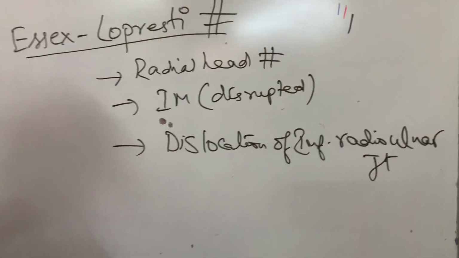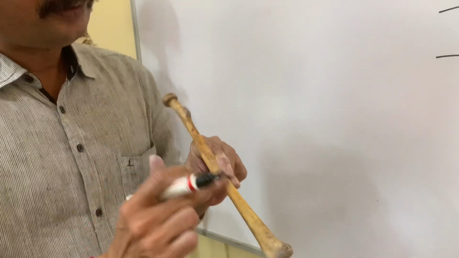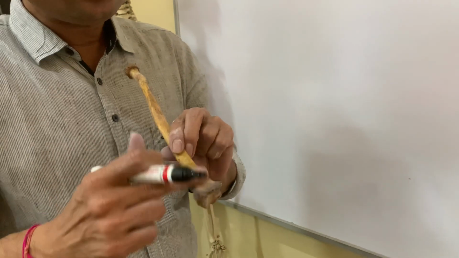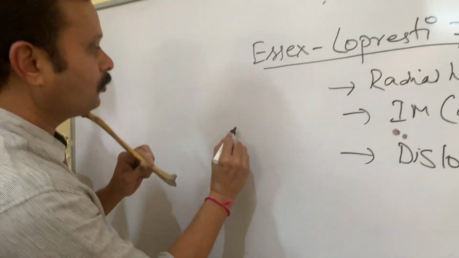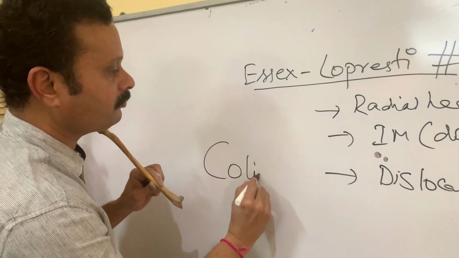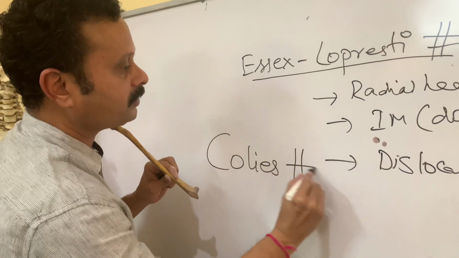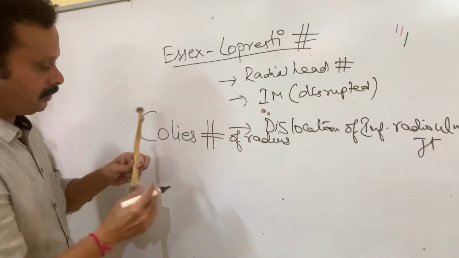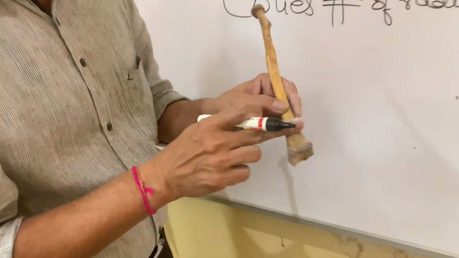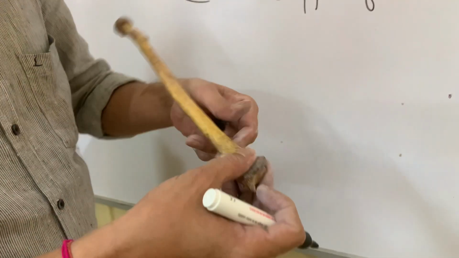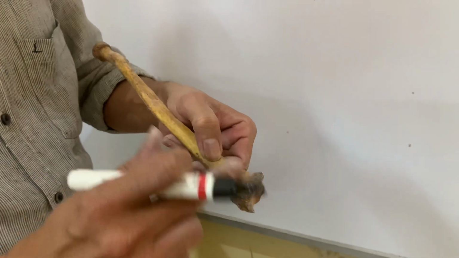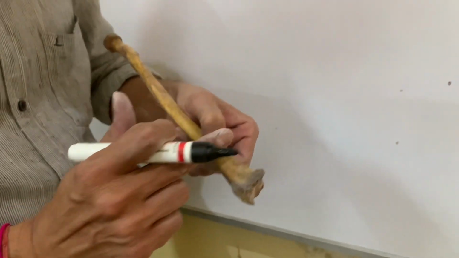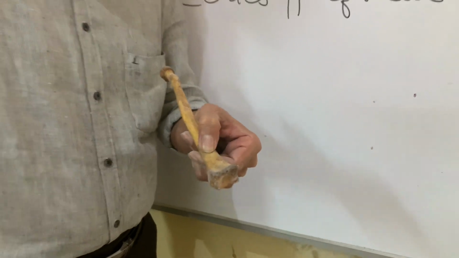Okay, but the important thing in relation to the fractures at the lower end of the radius is Colles fracture. This is a very common finding, Colles fracture of the radius. That means there is a fracture at the distal end of the radius. Colles fracture is nothing but the fracture at the distal end of the radius, which happens because of a fall on the outstretched hand.